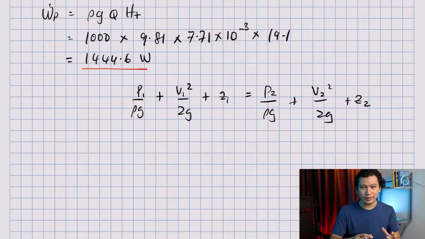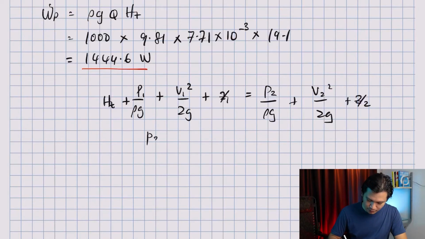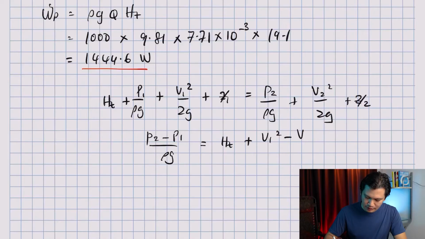Okay, but for a pump, when it adds energy to the fluid, you need to add HT on the left hand side. So your HT is here. And because the impeller is quite small, Z1 and Z2 are usually at the same level, or you can actually neglect it relative to the overall equation. Now, can you find P2 minus P1? Of course you can. So this is now P2 minus P1 divided by rho g is equal to HT plus V1 squared minus V2 squared over 2g, right?